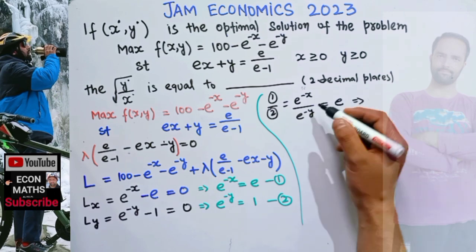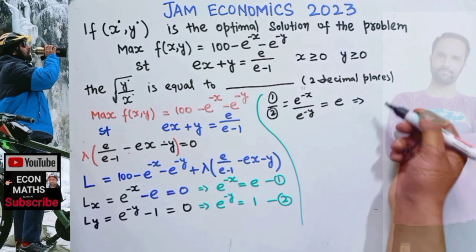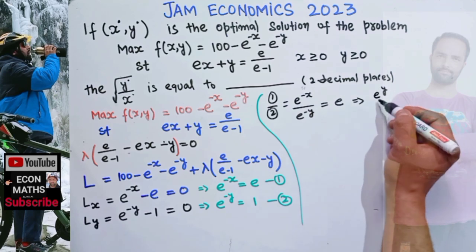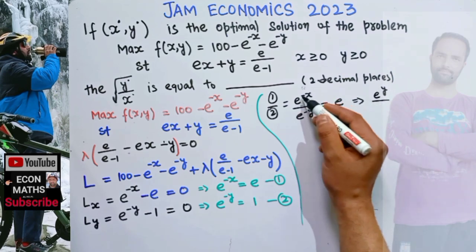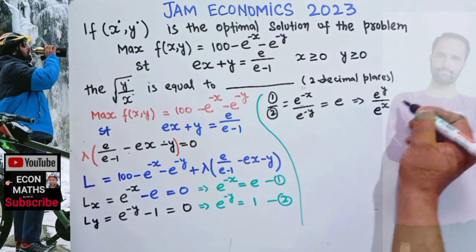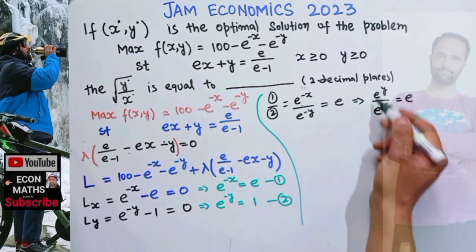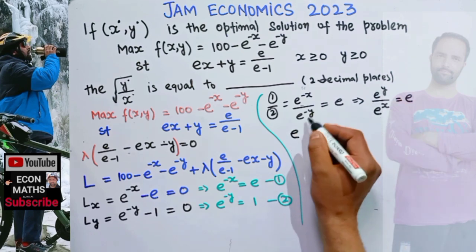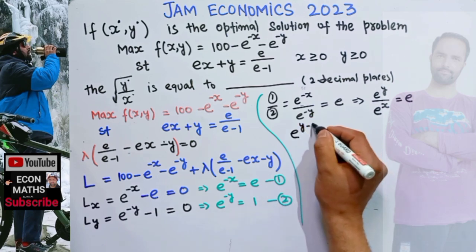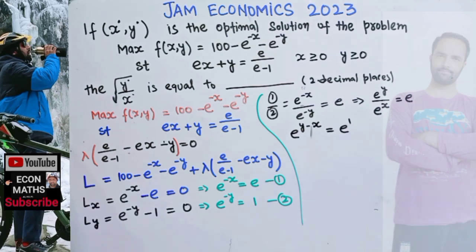Or we can write it in this fashion: let's transpose numerator to denominator and denominator to numerator. So the exponent sign gets changed. So we will get e to the power y if I transpose it to the numerator, and if I transpose this numerator, its exponent sign will get changed and it will become e to the power x, which should be equal to e. That means we can write this expression in this form, that is e to the power y minus x is equal to e to the power 1.